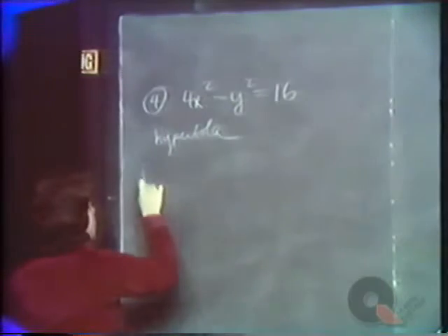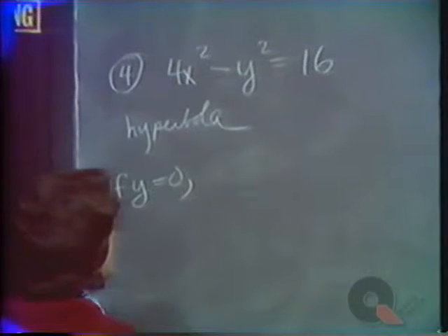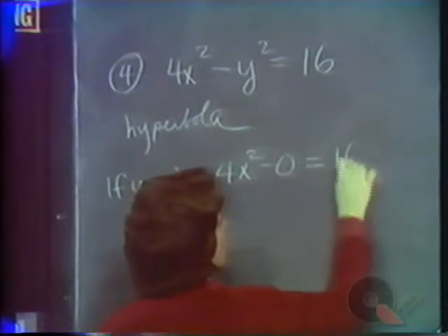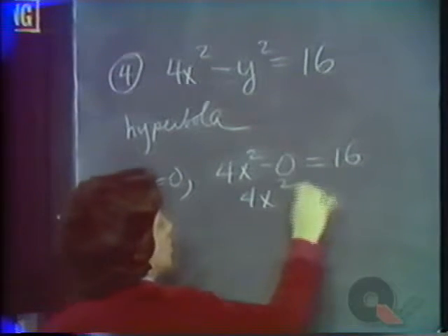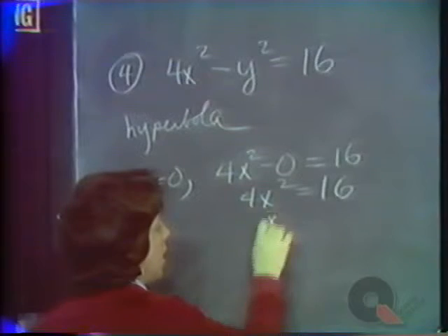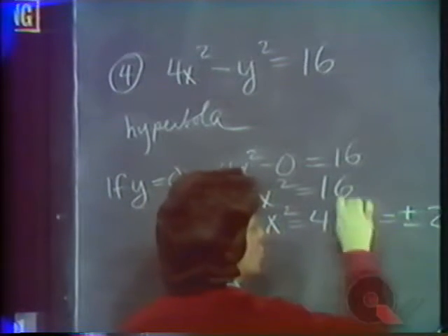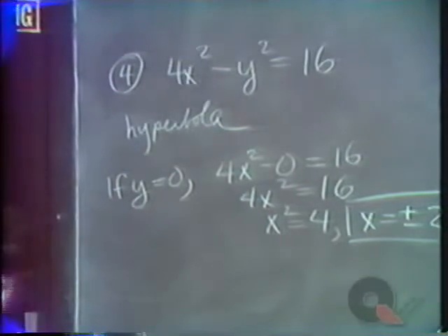We can say, if y equals 0, we will find the x-intercepts. We say 4x squared minus 0 equals 16. 4x squared is 16, dividing through by 4, x squared is 4. x is plus or minus 2. So there are 2 x-intercepts.